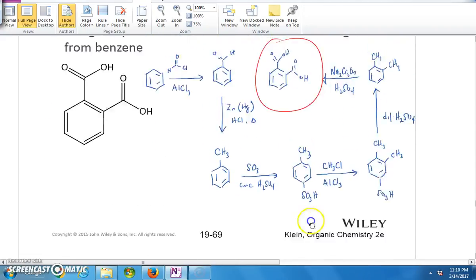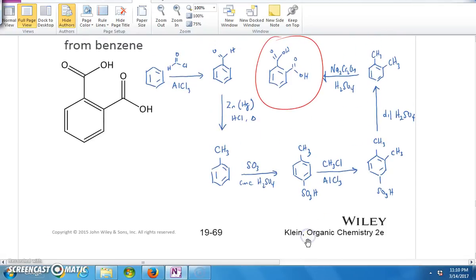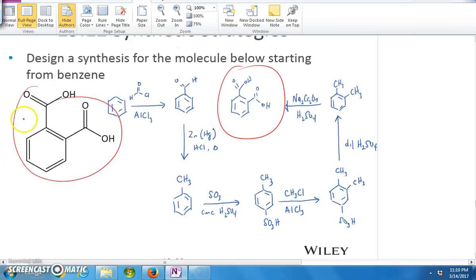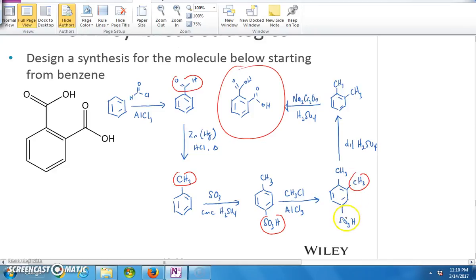Now, if we're going to design the synthesis, you can see how we start out with, if you're going to make this, right? First of all, you want to put an acyl group, and then you reduce the acyl group to the methyl, and then you do a sulfonation, and then you do another alkylation, right? And then you remove the block, right? You remove this block using dilute sulfuric acid, and then you do an oxidation to get your final product.